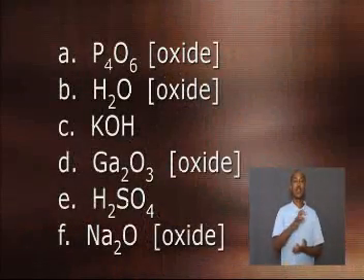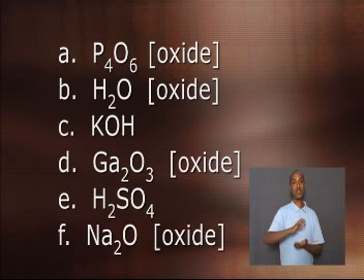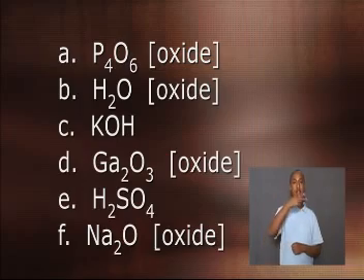The compounds A, B, D, and F are all oxides. Therefore, tetraphosphorus hexoxide, water, gallium-3 oxide, and sodium oxide are all oxides, and potassium hydroxide and sulfuric acid are not.